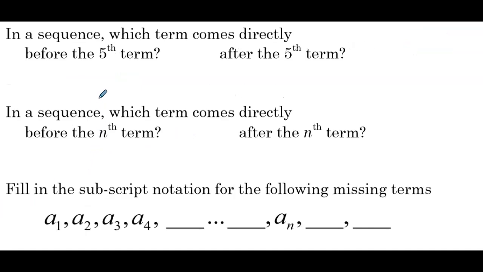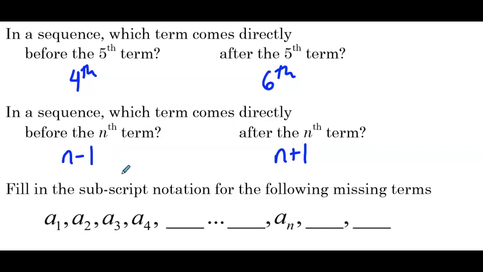So in a sequence, which term comes directly before the fifth term? That would be the fourth term. And after the fifth term, that would be the sixth term. Now, what if I wanted to generalize this idea? What term comes directly before the nth term? Well, before n would be n minus 1. So we have the n minus 1 term. And after n, that would be n plus 1.